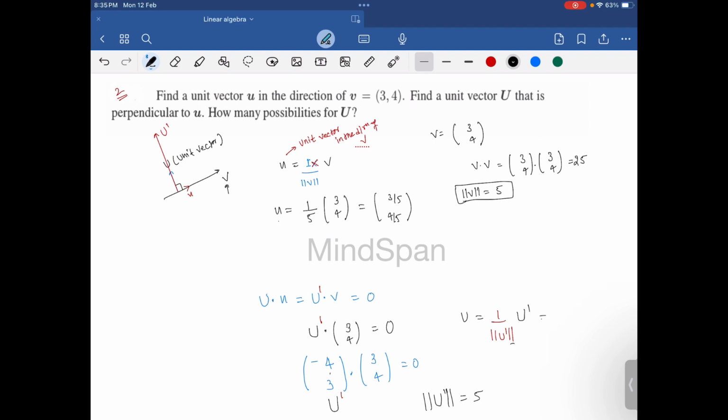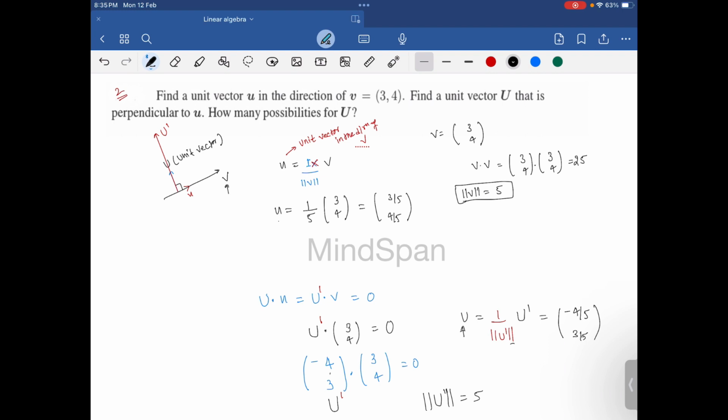So how much will that come to? The unit vector u that is in the direction of u dash will be 1 divided by 5 times u dash. And u dash is (-4, 3), so that will be -4 divided by 5 and 3 divided by 5, right?